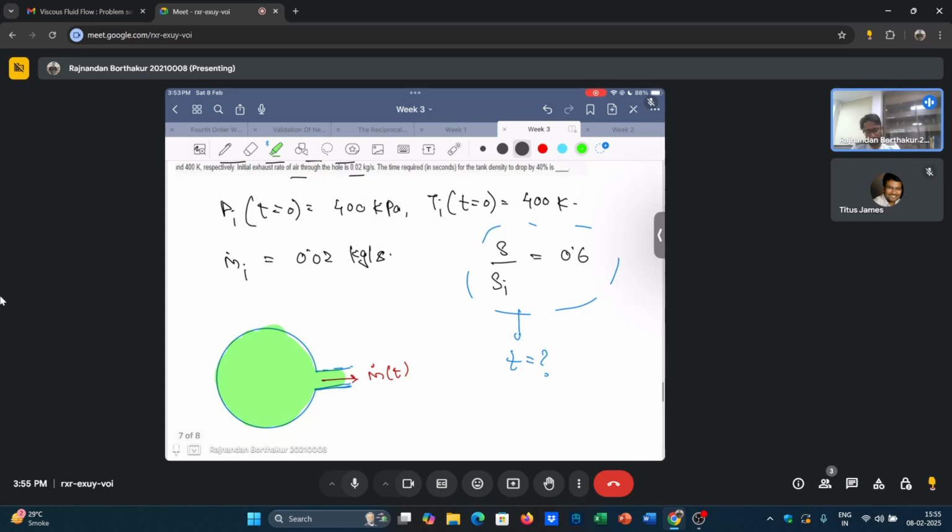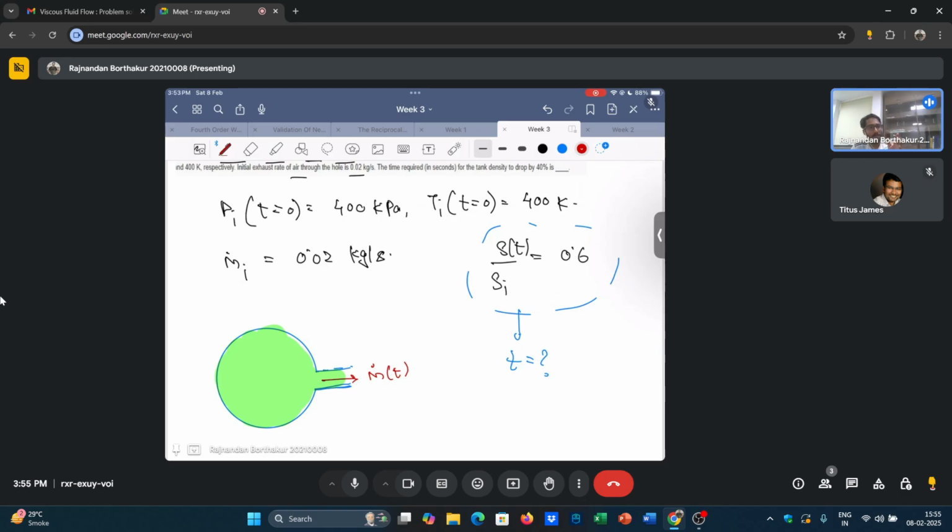And all you need to know, as I said, is the time when your density drops by 40%. Meaning you just require t when the ratio of rho by rho_i becomes 0.6. You must realize that rho is a function of time. So the ratio rho by rho_i, when it becomes 0.6, you just need to evaluate the time. That's it. So let's start off.